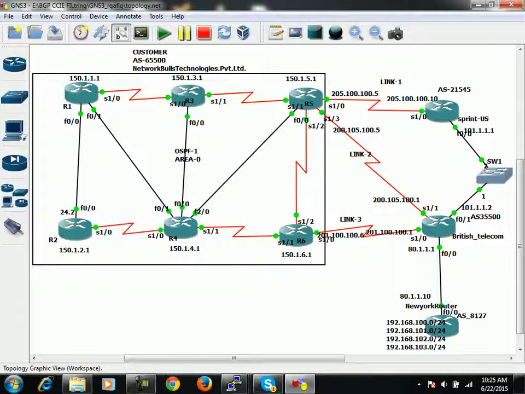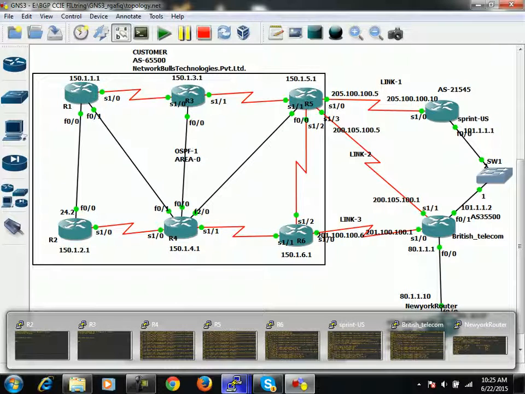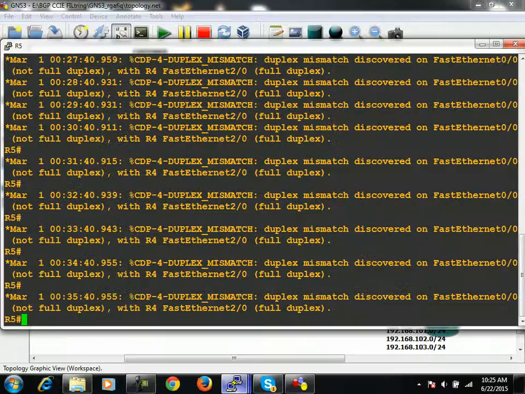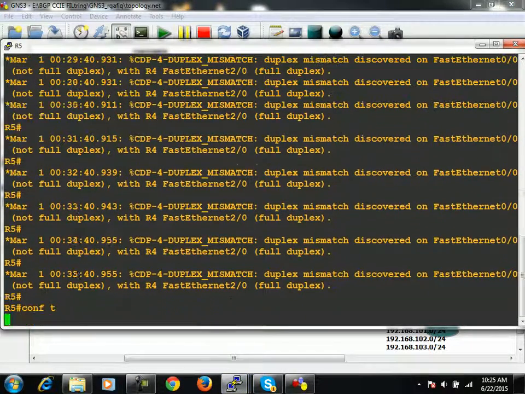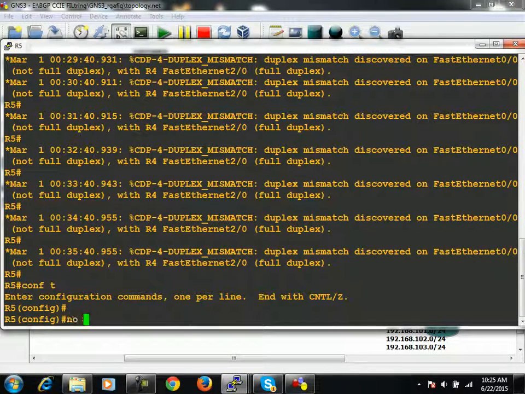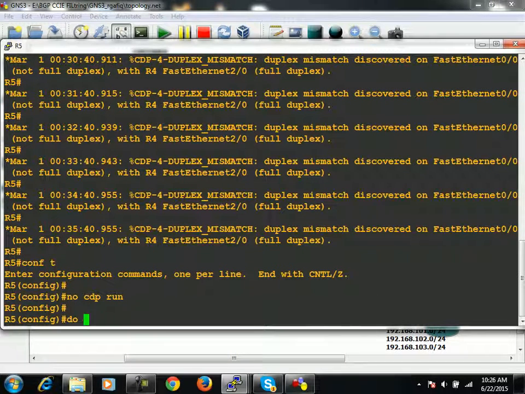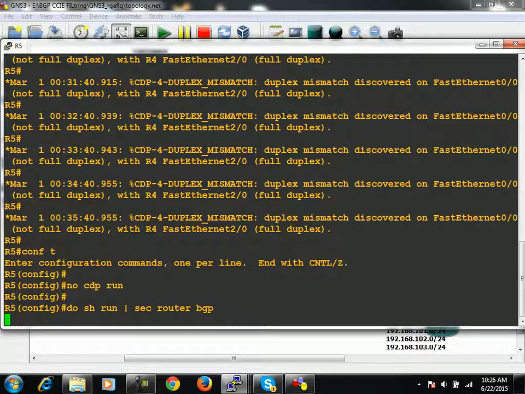So here in this topology, I'm not running BGP on all routers. Let me show you how I have configured BGP in this topology, right? I will let you know, but before that, let me do some modification over here. On R5, it's showing me CDP duplex mismatch, so simply I will say no cdp run, and do show run | section router bgp.